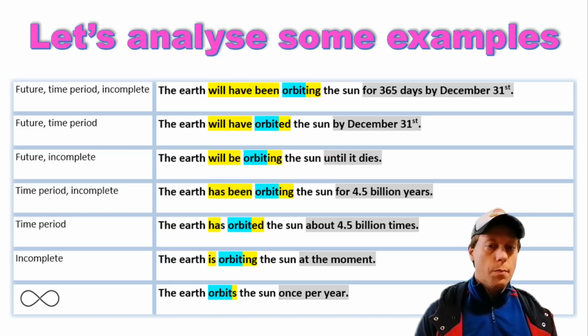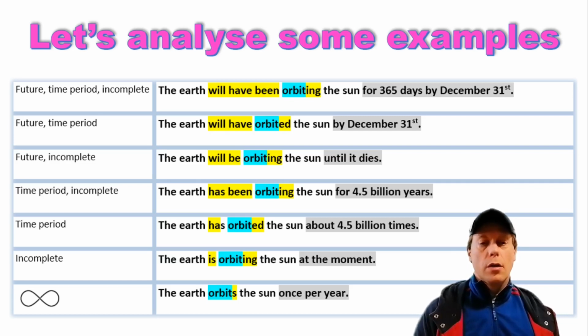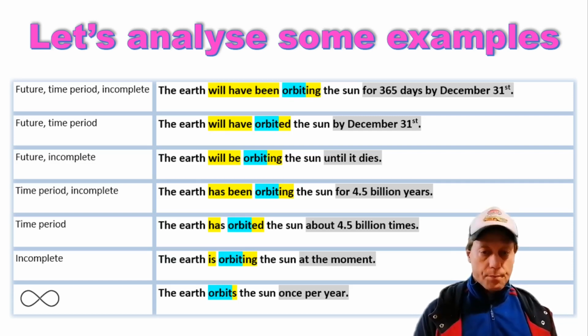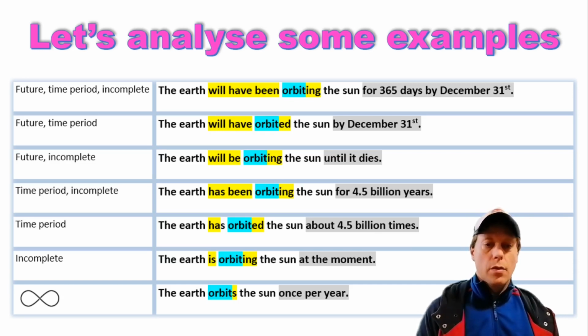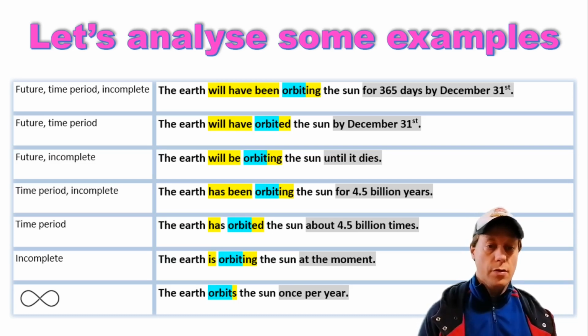So let's look at the top example. We're basically expressing future, a time period, and something that's incomplete. And the function of that sentence is basically to quantify or to count exactly how long something happens. So the Earth will, that's future, have been, that's a long time, or a period if you prefer, and been orbiting means not finished. So we'll have been orbiting the sun for 365 days by the end of the time period, which is December 31st.